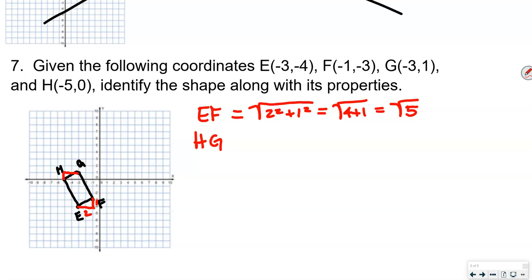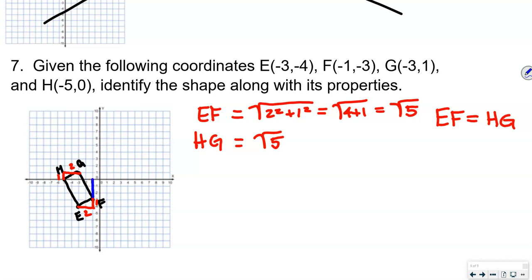So here again, look at HG. I go 1 up, 2 over, 1 and 2. Those are the same numbers we just used for the other one, so I know that that's the square root of 5. So that means I can make a statement right now that EF is equal to HG. Now we're going to talk about the other side, FG and HE.